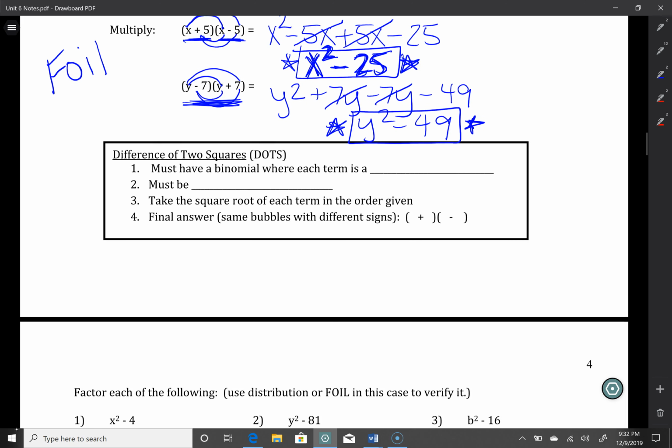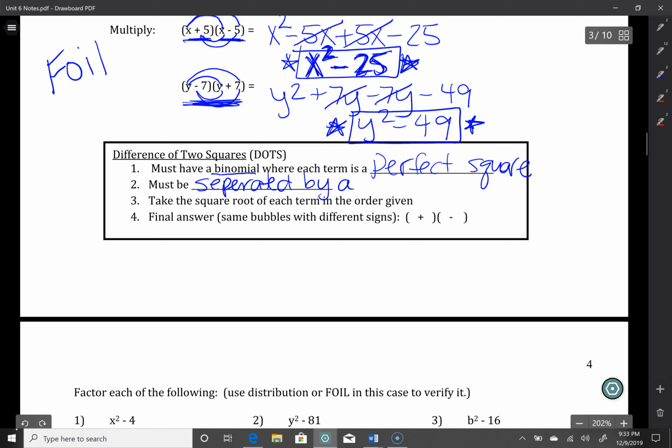Where it says difference of two squares, you must have a binomial where each term is a perfect square. They must be separated by a minus sign, or a subtraction sign, whatever you want to write.